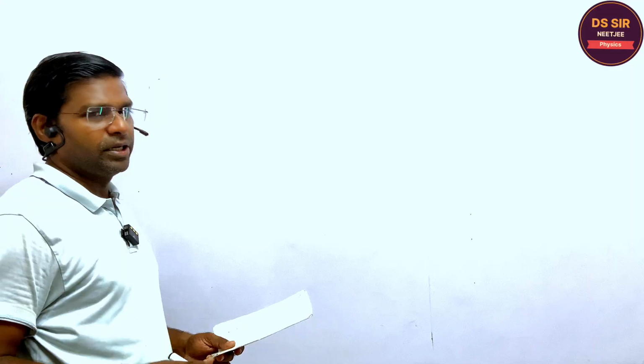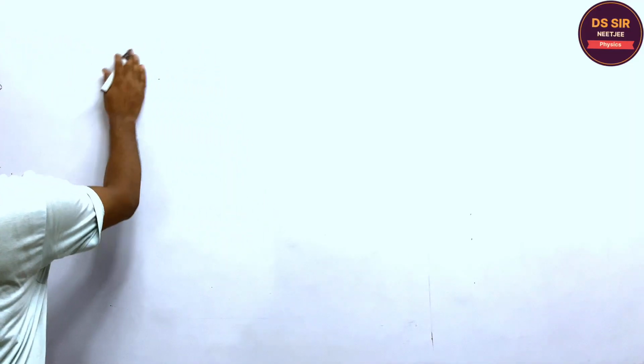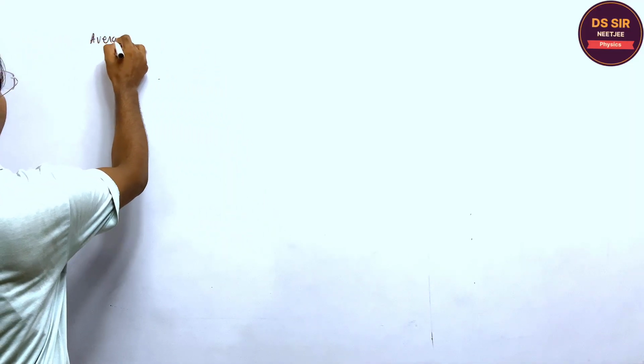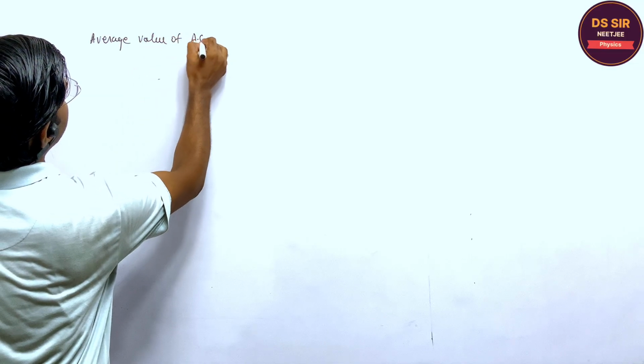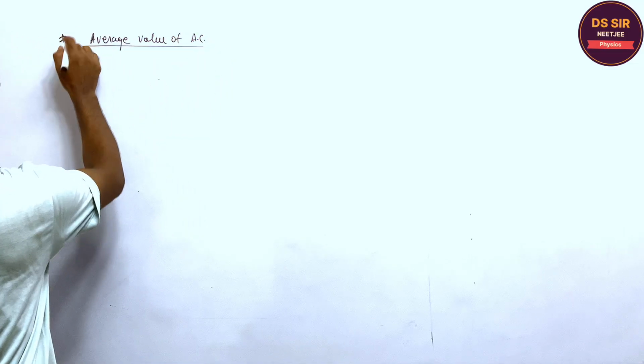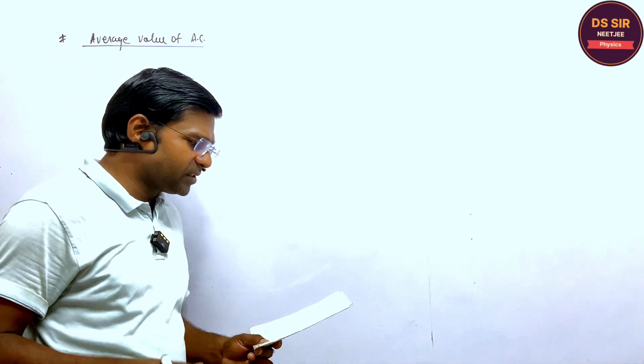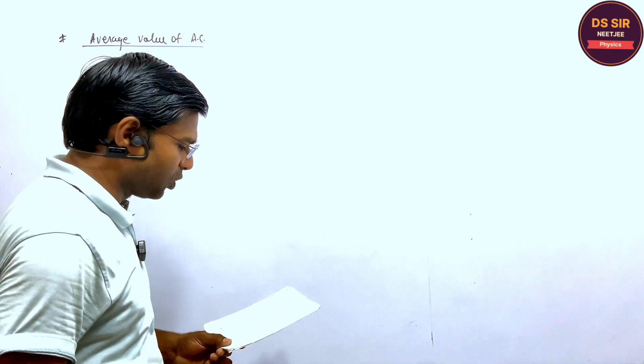Next in the discussion is the average value of alternating current, right? This is the next topic. We will find first the average value, then the RMS value of the alternating current.